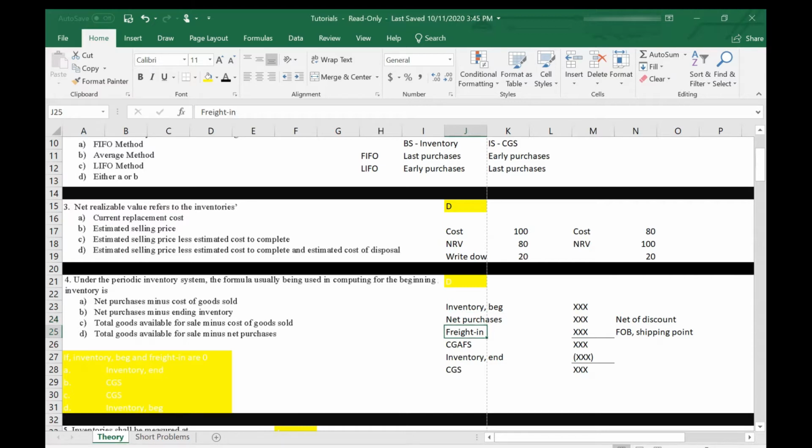Kapag freight in naman, yung freight in is makakonsider lang siya as inventory if the term is FOB shipping point, no?